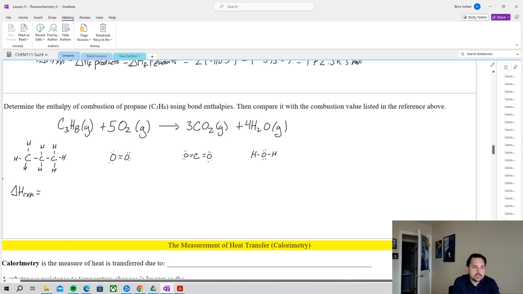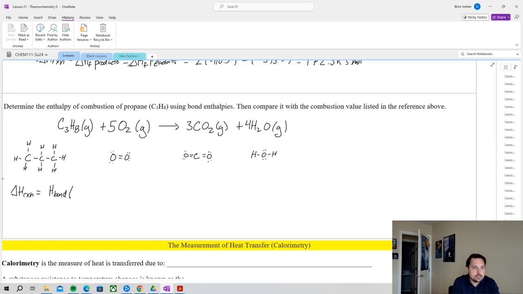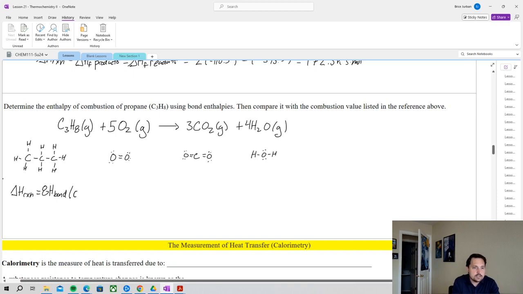So the enthalpy of this reaction is going to be estimated from the bond enthalpy of how many of these are there? There should be 8, I'm guessing. 3, 6, 7, 8. 8 C-H bonds, which, if you remember from above, was 414 kilojoules per mole. And then for the oxygen, there are 5 of those.